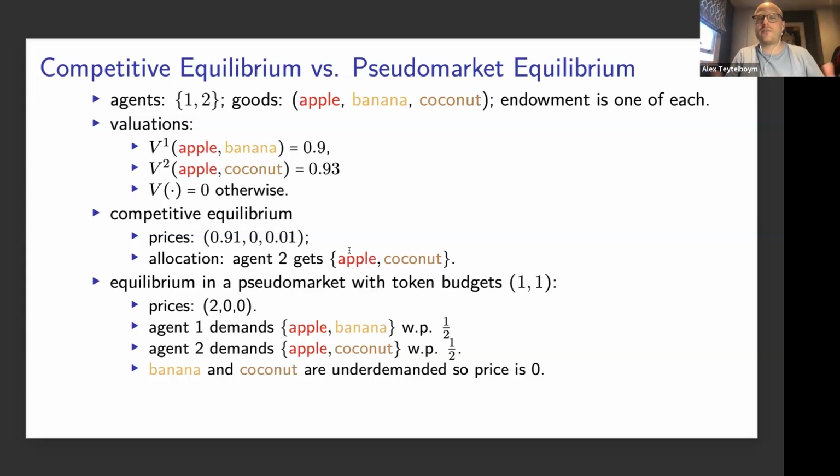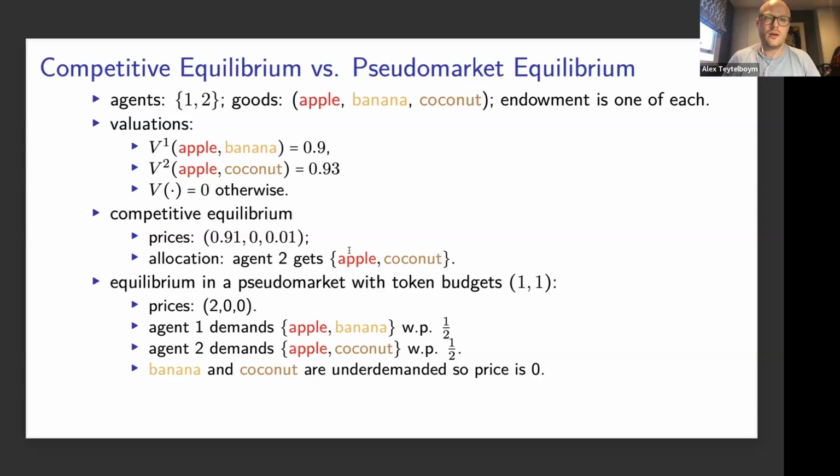So now let's think about market clearing in this case. Well, agent 1 demands half an apple in expectation. Agent 2 demands half an apple in expectation. Together, they demand a full apple. So the market for the apple clears in expectation, and banana and coconut are under-demanded. And in this paper, we'll assume that the price for an under-demanded good is going to be 0.